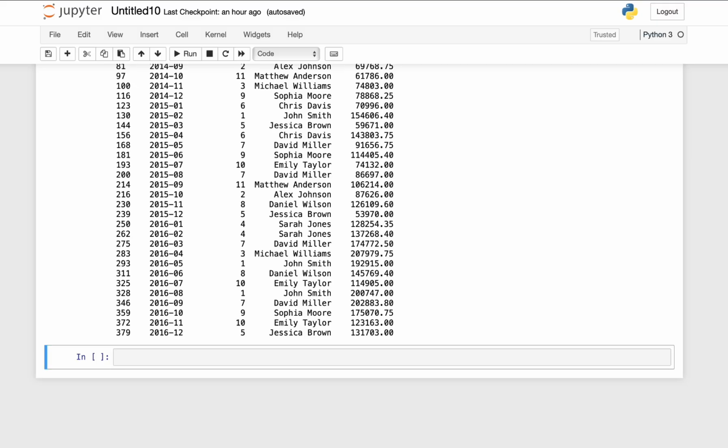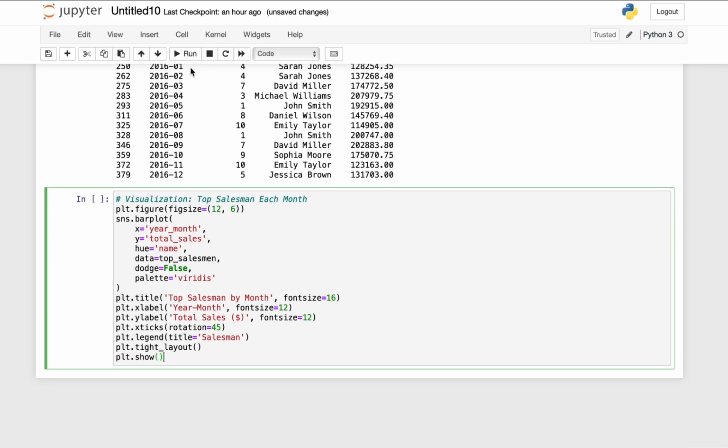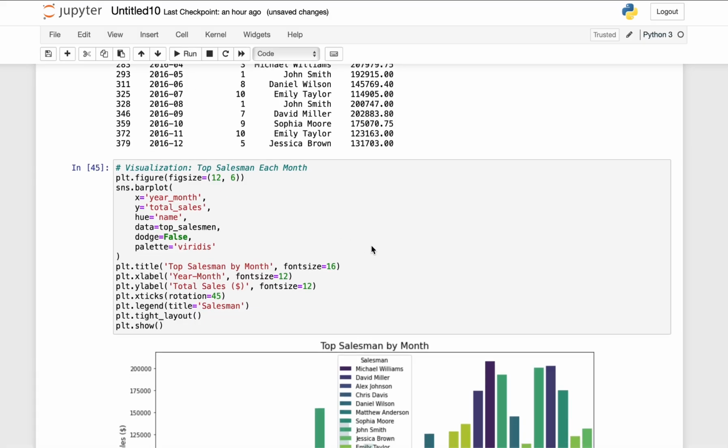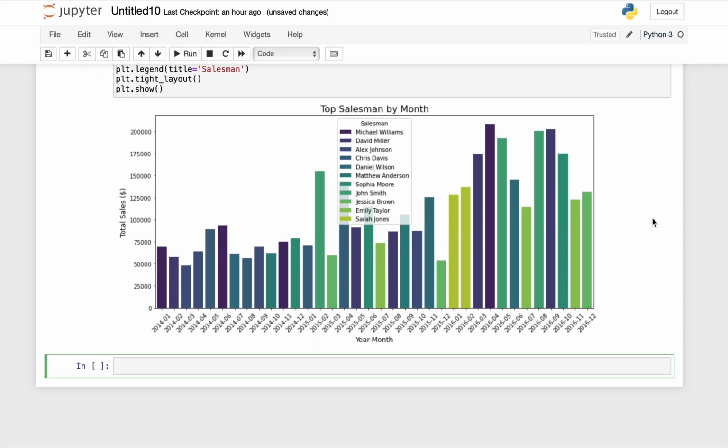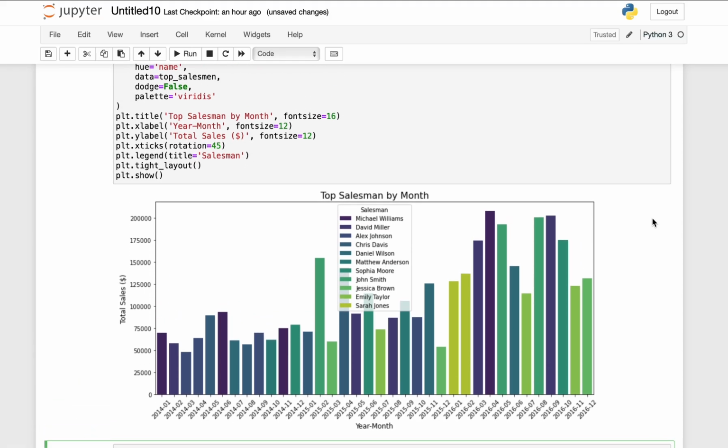So what we are going to do is a little bit of a visualization. We're going to run this, and we can see top salesman by month. So in terms of insights, our high performers are Michael Williams, Chris Davis, David Miller, and Alex Johnson. They appear multiple times as monthly top performers, which indicates that they're consistent high performers.